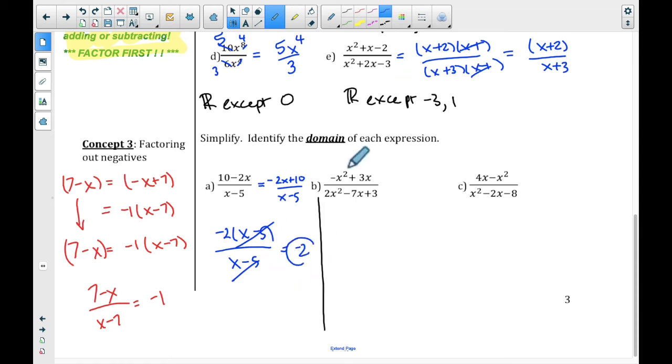What's the domain? You should think about domain. The domain is all real numbers except for 5. Why not 5? Well, because 5 would make it 0. I can't have a 0 in my denominator. All right, let's look at the next one.